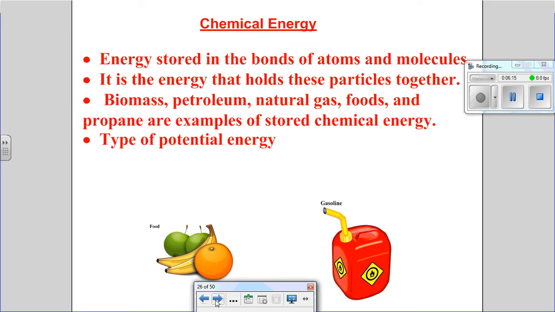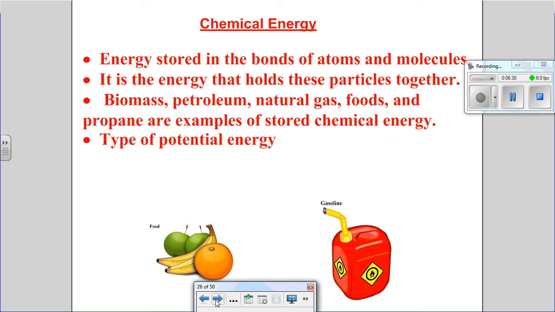Last but not least is chemical energy, which is one that's not listed in our standard, but since we've already talked about chemical changes, I thought it proper for us to know what chemical energy is, because this is what is released when chemical changes occur.